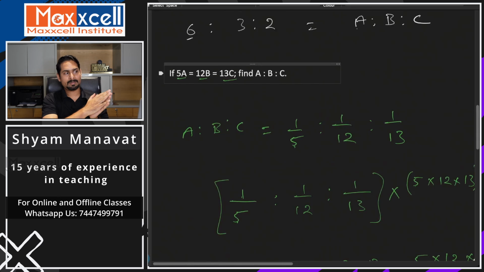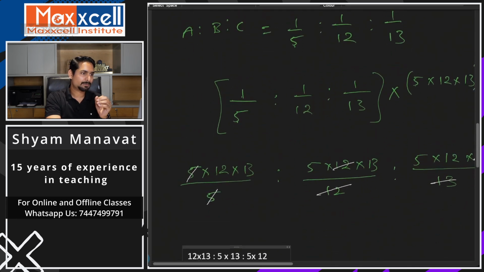If you have 5A equal to 12B equal to 13C, and you need to find out the ratio, I mean to say, if you have a number multiplied by a variable equal to a number multiplied with another variable equal to a number multiplied with another variable, and you need to find out the ratio of those variables, right? So I hope you will be able to handle these questions now.